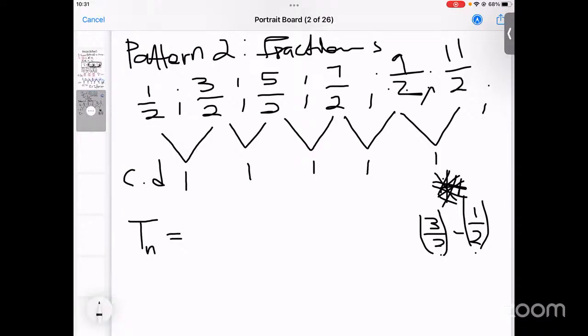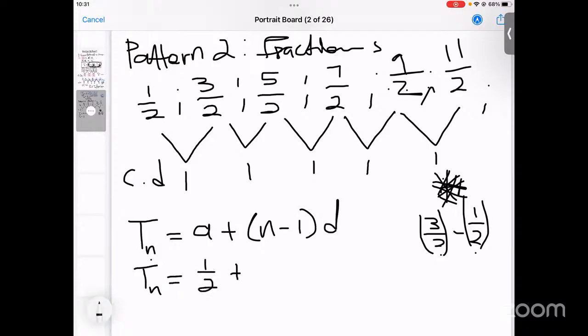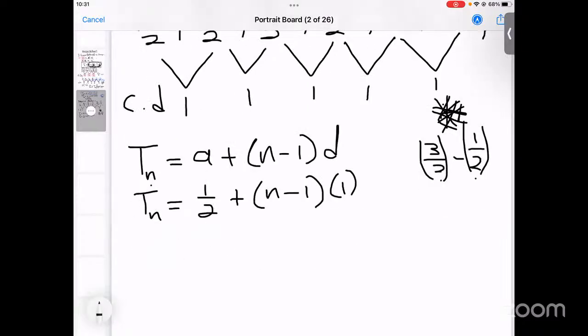So your formula will have to be in the form of Tn, whereby you will say Tn equals a. Remember, you start by writing the formula itself. So in other words, they just want you to substitute two things, the a value being 1 over 2, plus n minus 1 times the common difference, which is 1. They just want you to simplify this, that's all.